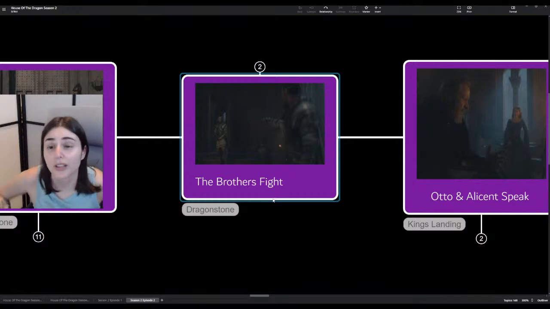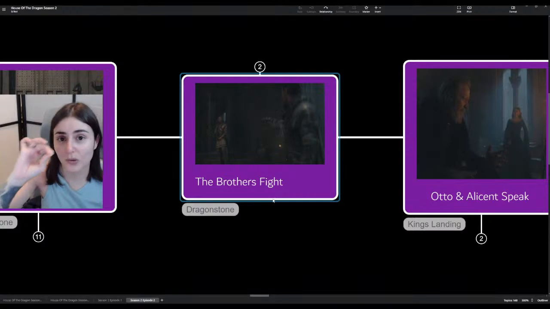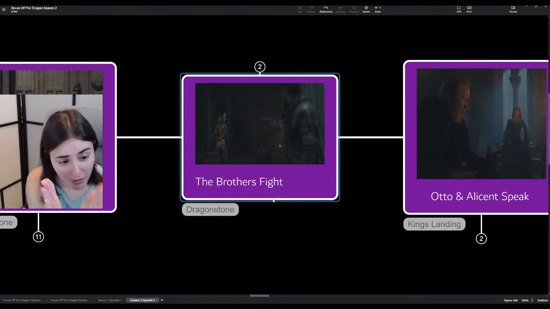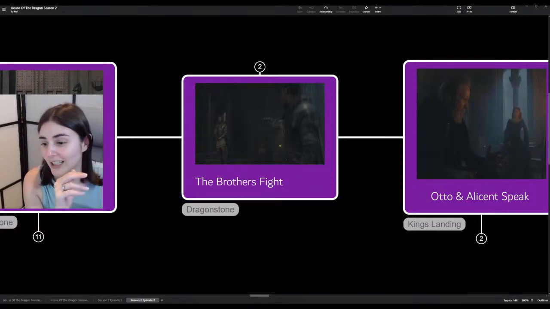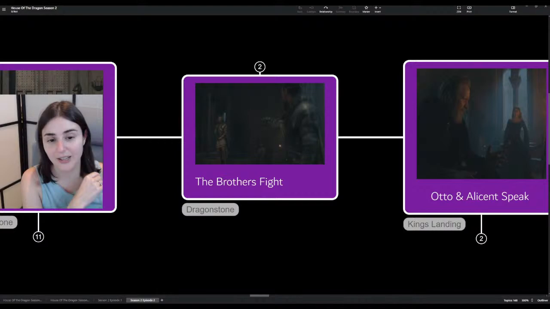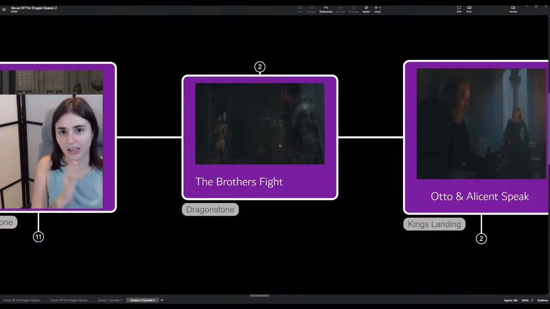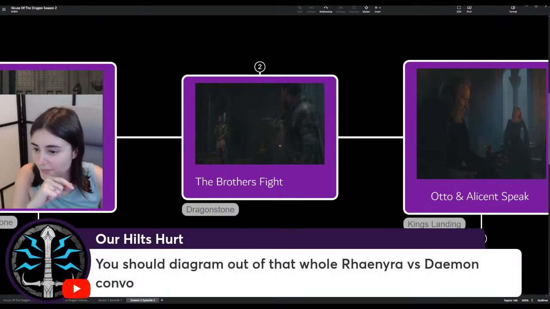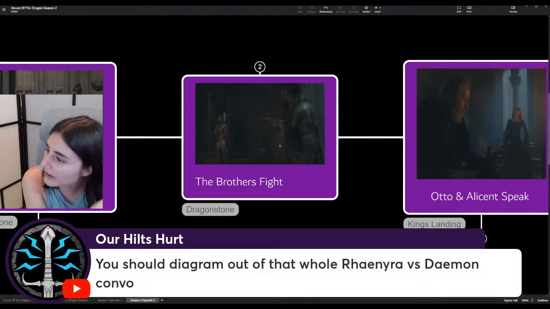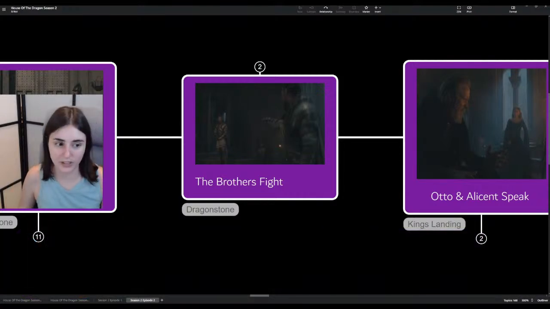I can't do that. I also don't have enough frames for that, because I need a VLC version where I can go frame by frame, so I can actually look at the fight scenes a lot closer, because I was also trying to figure out whether I could keep track of who's who in the fight scene, as well as other people. You should diagram out that whole Rhaenyra versus Daemon conversation. I can do that now. Once I finish this last bit here, we could literally do it.